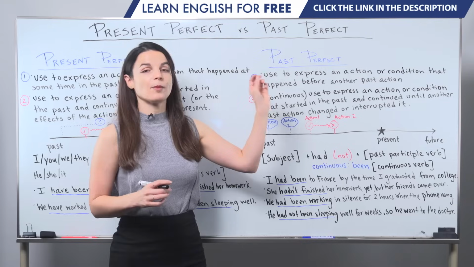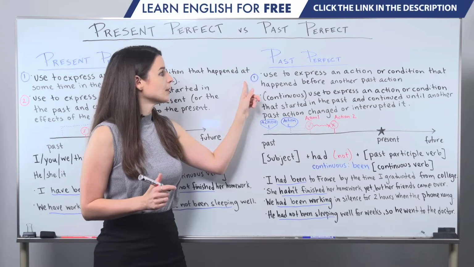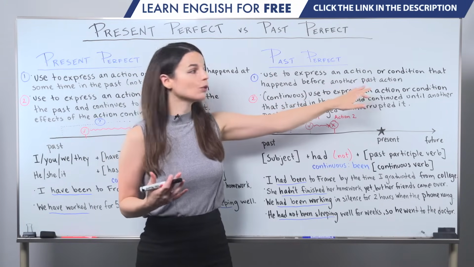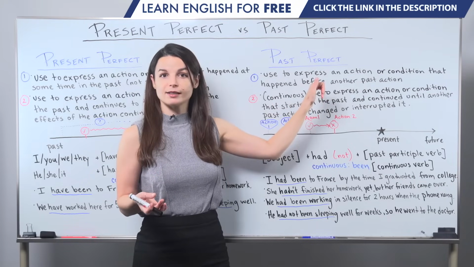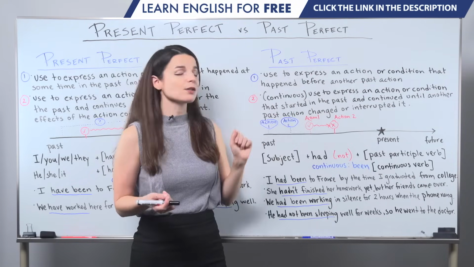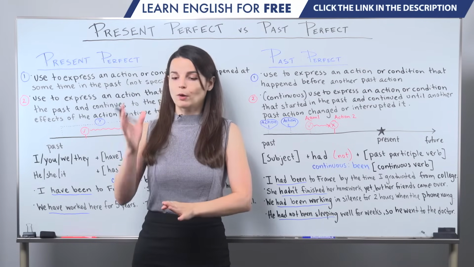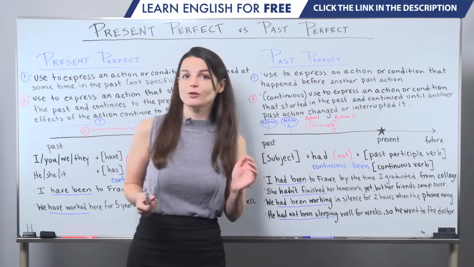Again, I want to talk about 2 uses of past perfect here. So the first one, we use past perfect to express an action or condition that happened before another past action. So that means we use past perfect to show the sequence of past actions, one action happening before another action. We use past perfect to help us do this.